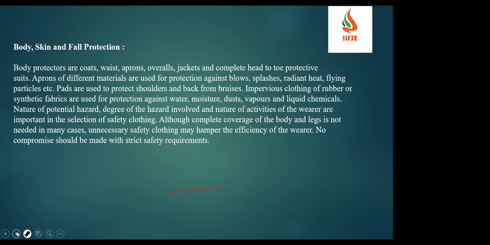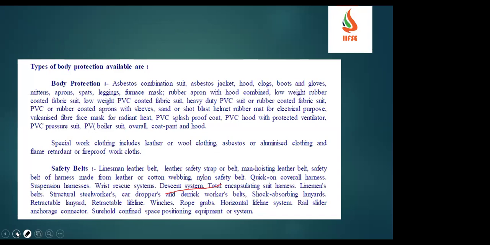Then types of body protection. If you see body protection or safety belts, the PVC coated fabric suits we have seen, and safety belt. This is also one of the life-saving equipment. If the person is working at 1.8 meters and above, they must use a full body harness or safety belt to protect from falling from height. Okay.